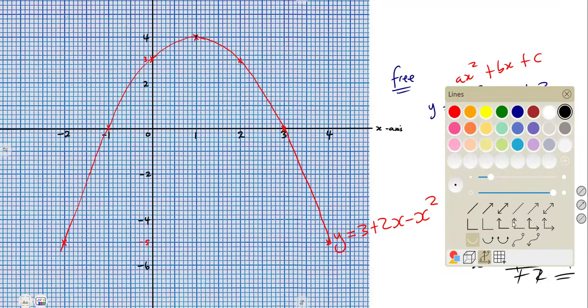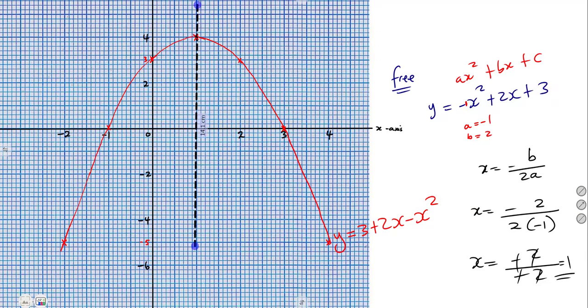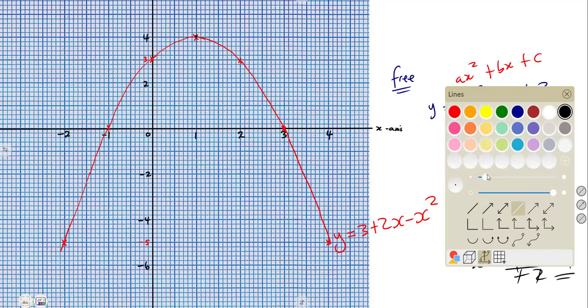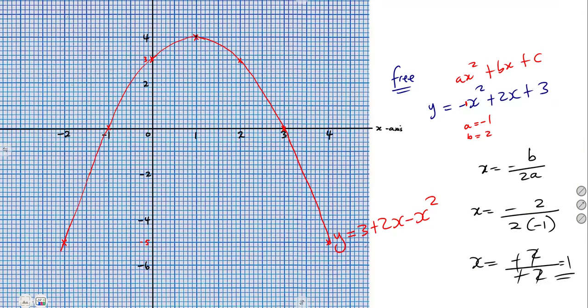The line x is equal to 1 is simply a vertical line that we can have here. All right, simply a vertical line drawn passing through the point where x is equal to 1 here. So you can even write its equation, x is equal to 1. That's the line of symmetry. We're talking about the line of symmetry here.